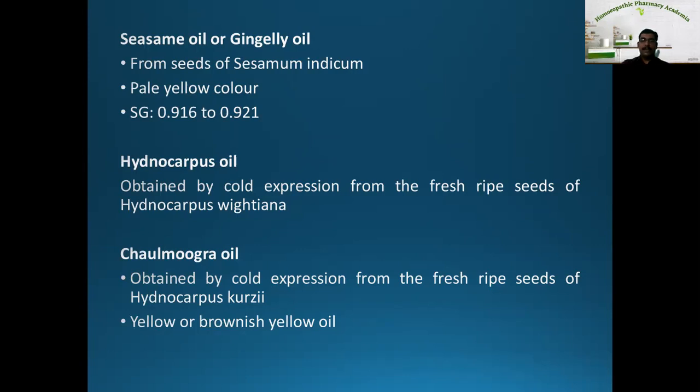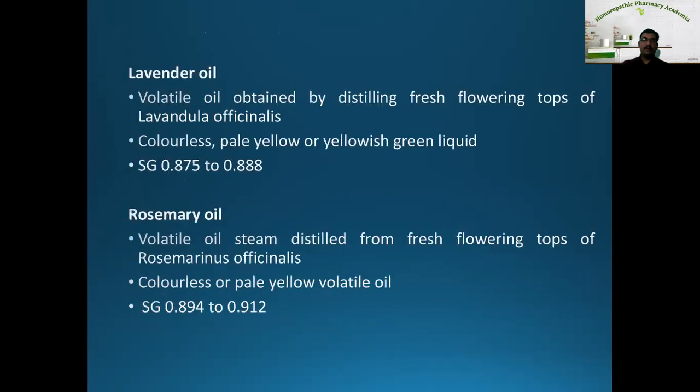Now the next one is lavender oil. Lavender oil is a volatile oil which is prepared from the fresh flowering top of Lavandula officinalis, that is a plant name. So the oil is obtained by the distillation of fresh flowering tops of Lavandula officinalis. It contains linalool, pinene, limonene. So these are the constituents of lavender oil: linalool, pinene and limonene.